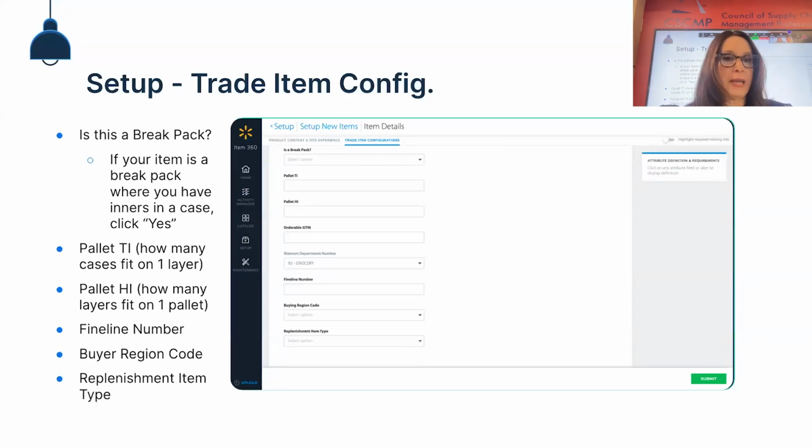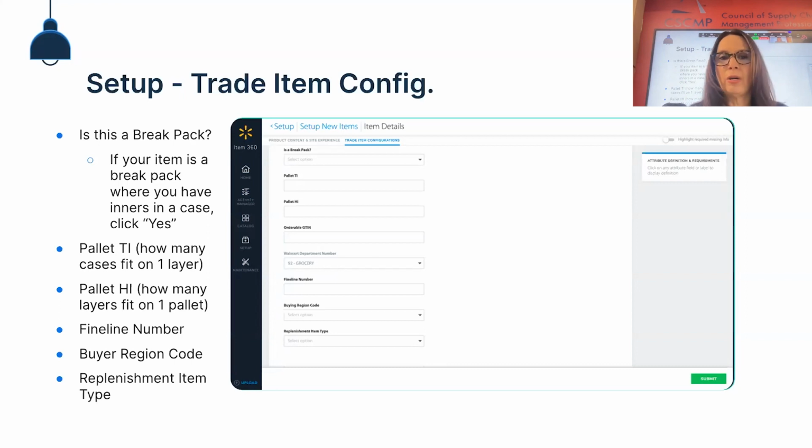Your department's already in there, it'll be grayed out. Your fine line, make sure that you're in the right fine line. If you're in the wrong fine line, it will send it to the buyer who owns that fine line, and it will not get approved by your buyer.